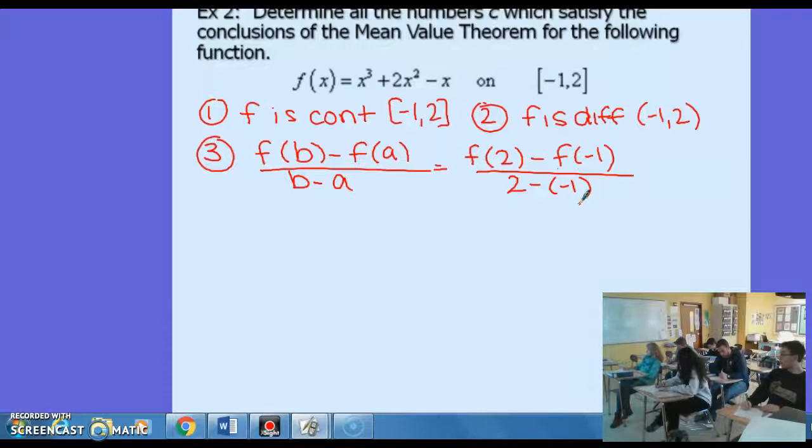So f of 2 is 8 plus 8 minus 2, 14. And then you're subtracting negative 1. So you get negative 1 minus, or plus 2. So you get positive 1, and 14 minus 1, let's say 0. And then in your denominator, you get 3.